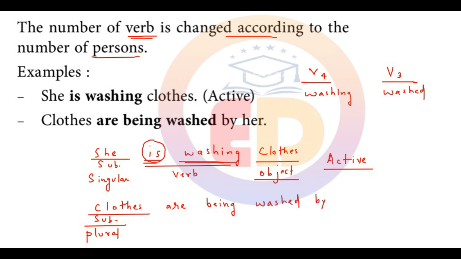Add preposition. Convert the subject to object. She will be converted to her. This is the passive voice because clothes are not performing the action, clothes are receiving the action. So this is the passive voice.